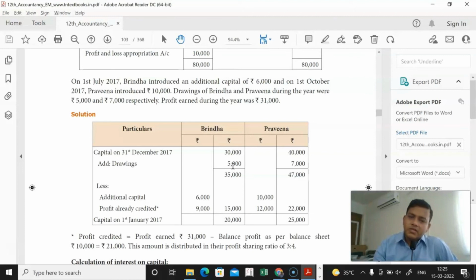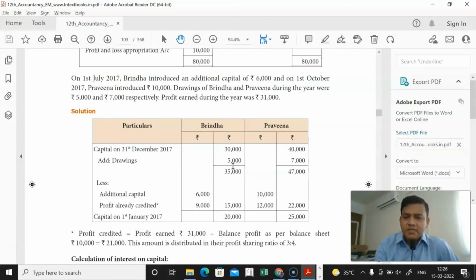ஸோ அந்த 21,000 வந்து எந்த ரேஷியோல பிரிப்போம்? இந்த ரேஷியோ ப்ராஃபிட் ஷேரிங் ரேஷியோ. ஸோ 3:4. ஸோ 9,000 and 12,000 பிரிச்சிருவோம். ஸோ at the end of that, opening capital will be 20,000 and 25,000. Once we find out this opening capital, then we will calculate the interest on capital. Interest on capital is at 6% per annum.